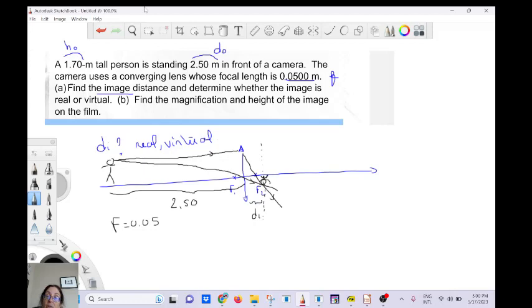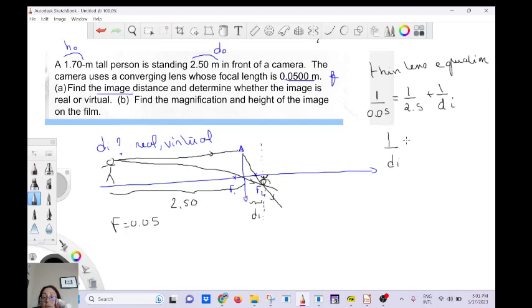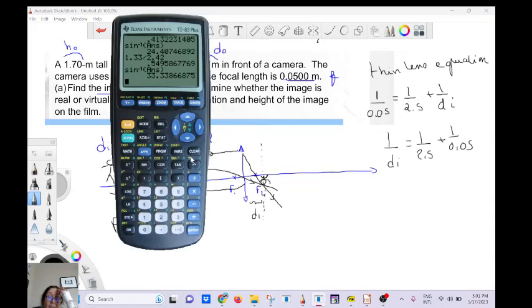So you can apply what we'd call the thin lens equation. So you're going to have 1 over 0.05 equals 1 over 2.5 plus 1 over my unknown. That's going to be the unknown here. Okay, so you have 1 over unknown equals 1 over 2.5 plus 1 over 0.05. So if you take your calculator, you can easily find the reciprocal. So it's 0.05 to the minus 1.